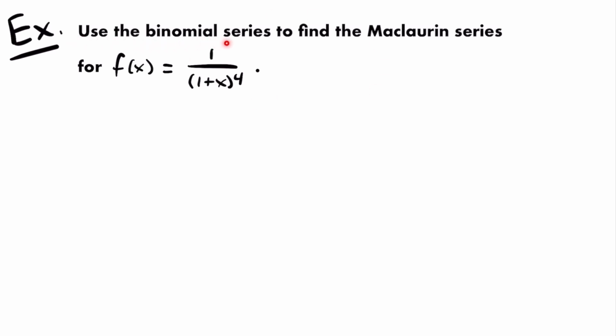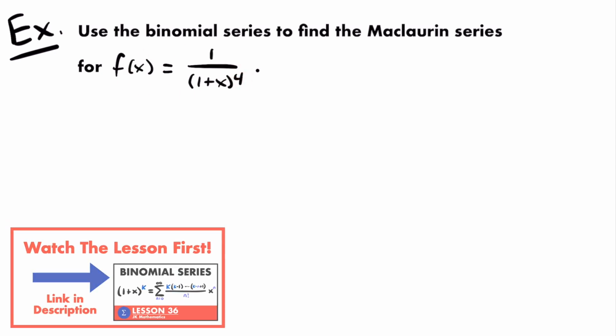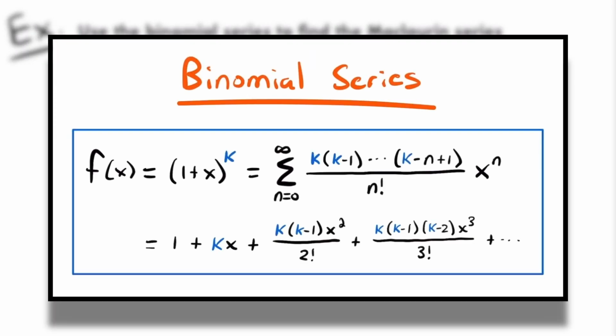We want to use the binomial series to find the Maclaurin series for this function, f of x is equal to 1 divided by the quantity 1 plus x to the power of 4. In order to represent this function as a Maclaurin series, we need to use the binomial series. And the binomial series is the Maclaurin series that represents the function 1 plus x quantity to the power of k, where k is any real number.